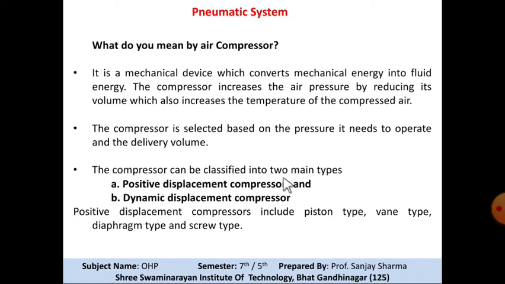The compressor can be classified into two main types, that is positive displacement compressor and dynamic displacement compressor. The positive displacement compressor includes piston type, vane type, diaphragm type and screw type compressors. You are all familiar with these types of compressors which you have studied previously. Here we will again have a brief look at all the different types of compressor.